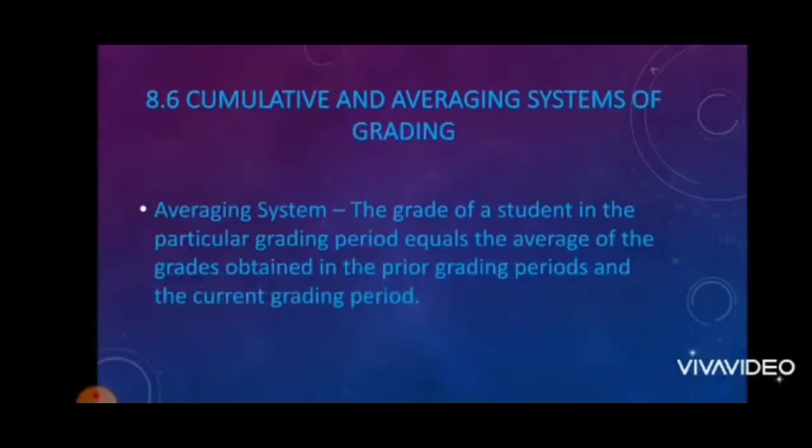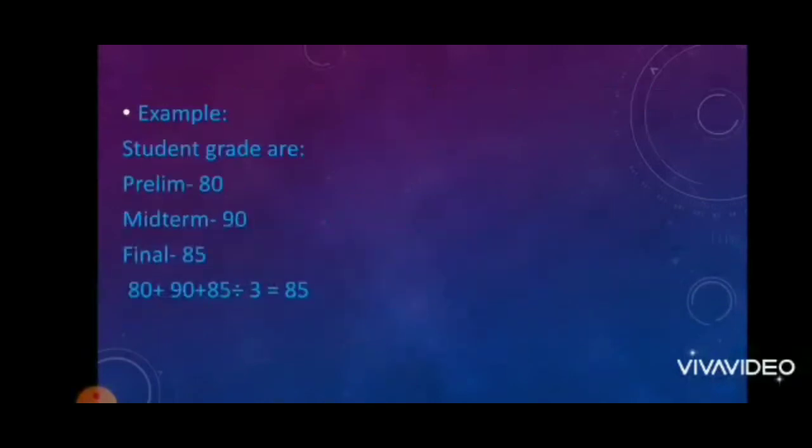Next, cumulative and averaging systems of grading. In the Philippines, there are two types of grading system. We have the averaging system and the cumulative grading system. In the averaging system, the grade of a student in a particular grading period equals the average of the grades obtained in the prior grading periods and the current grading period.